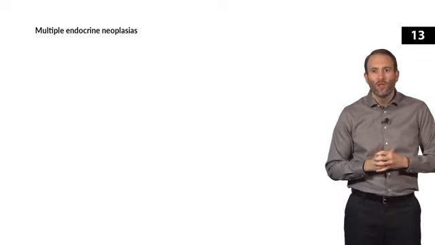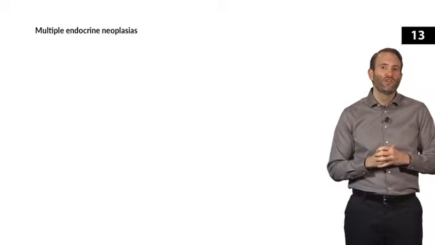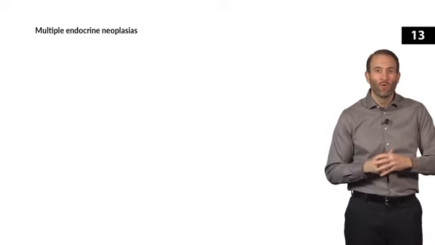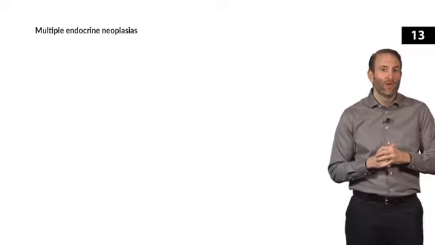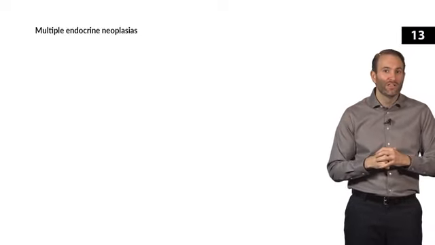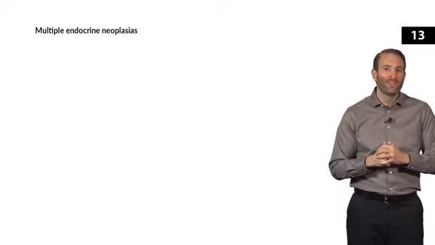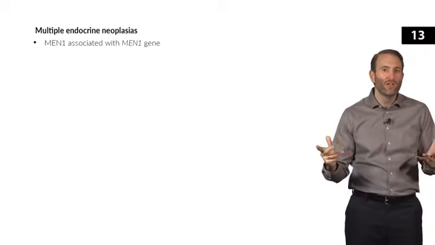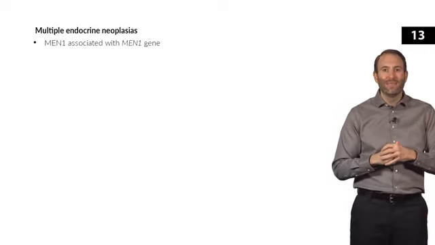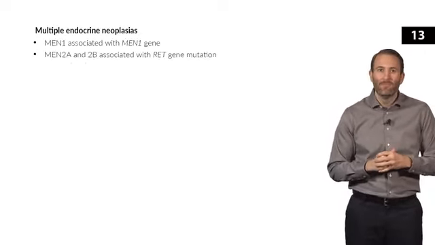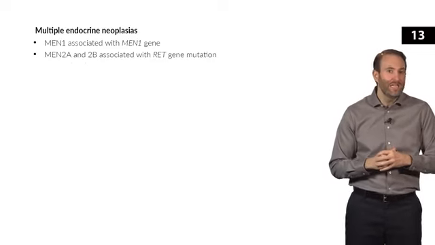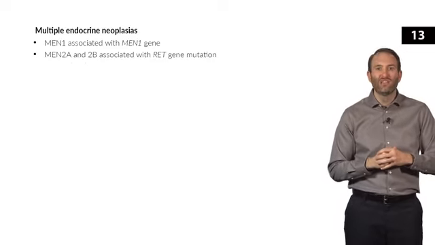MEN1 and MEN2 are disorders that predispose patients to tumors of many of the hormone-producing glands in the body. Now, we cover this in more detail in the endocrine section. These are autosomal dominant, but let's hit them a little bit here. So MEN1 is associated with the MEN1 gene. MEN2A and then there's MEN2B, those are associated with the RET gene mutation. So again, each of these will feature different tumors of the endocrine glands. And there's a nice mnemonic here to remember the tumors that are associated with each of these.